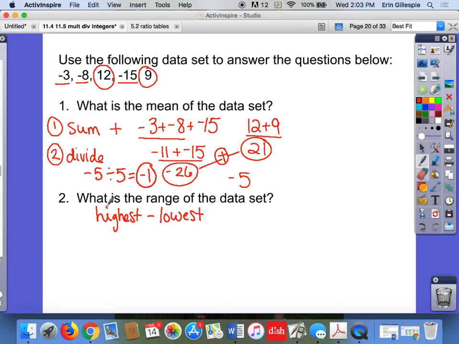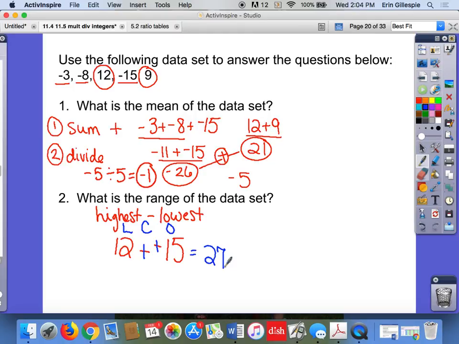So my highest value is 12 minus my lowest value is -15. So I've got 12 minus a -15. Remember, subtraction, leave, change, opposite. So leave 12 alone, change that subtraction sign to addition, change that -15 to a +15, we get 27, which makes sense because remember, range is supposed to tell us how far apart our data is. So in other words, from -15 on the left side of our number line to 12 on the right side of our number line, there's 27 numbers in between.